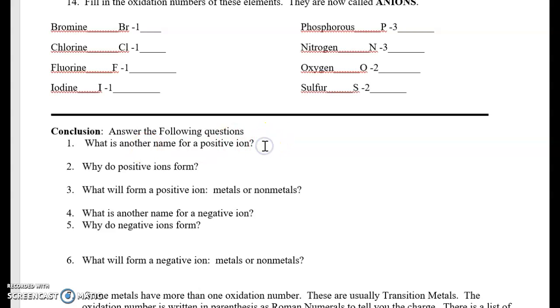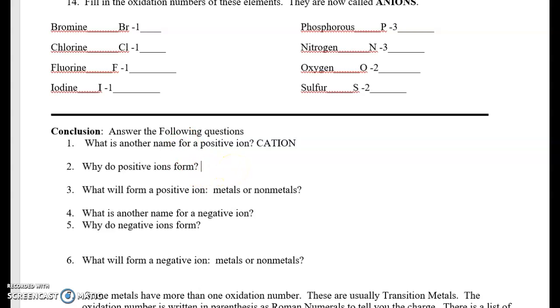First off, what is another name for a positive ion? I talked about this at the beginning of this segment. Yes, you are correct. A cation. Remember yesterday we said I had that picture of the cat ion and then it's pos or positive. So cation.